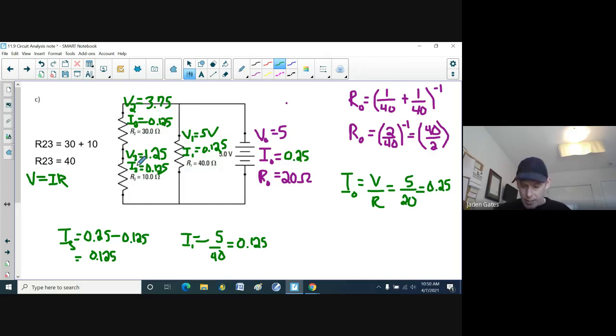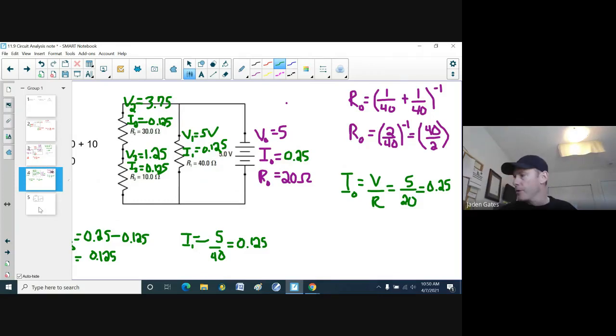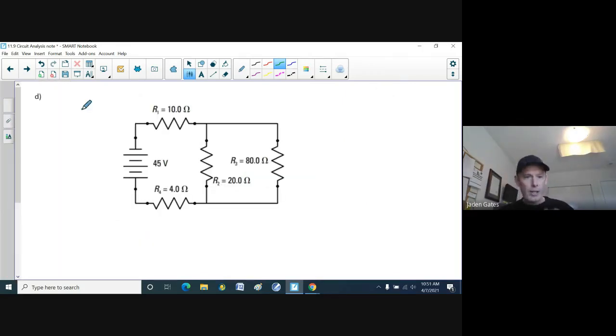Now I can double check this by taking V equals IR. So I take my 0.125 and multiply it by 10 ohms. And guess what? Of course, I get 1.25 volts. All right, so again, we've got the voltage, the current, and the resistance for the source and for the 3 loads. All right, one more here. Again, just like a puzzle. Let's see what we get here.